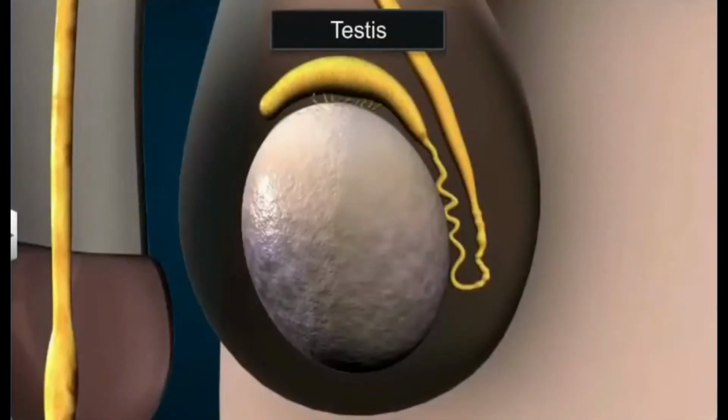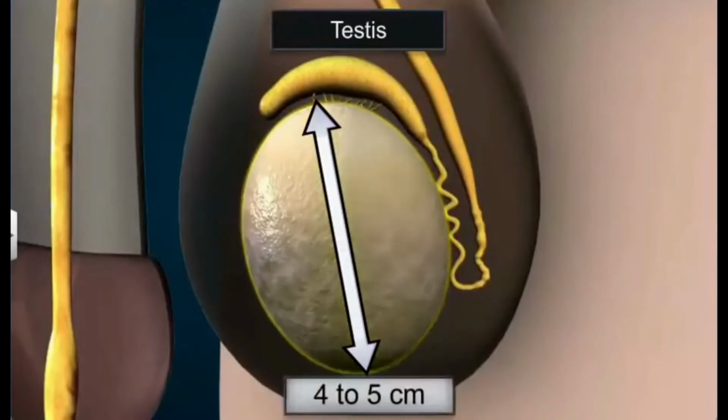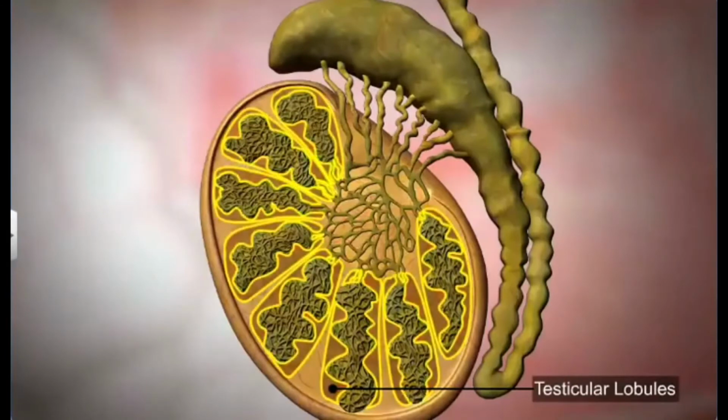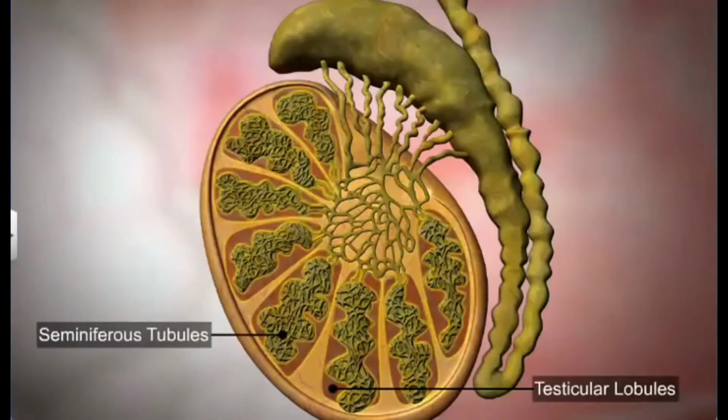The testes are oval in shape with a length of about 4 to 5 centimeters and a width of about 2 to 3 centimeters. The testes are surrounded by a tough connective tissue called the tunica albuginea. Each testis has 250 compartments called testicular lobules. Each lobule in turn contains 1 to 3 highly coiled seminiferous tubules.